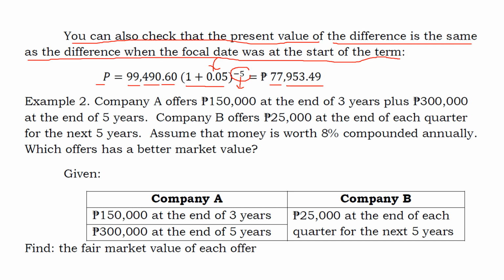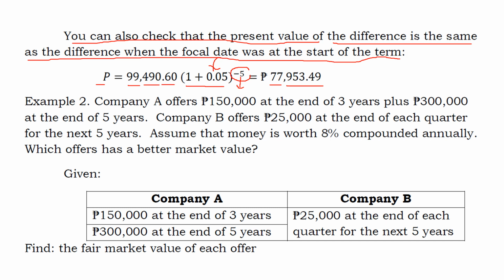So as you can see, the present value of the difference is the same as the difference when the focal date was at the start of the term, I mean. So that's how we check if the differences are the same.